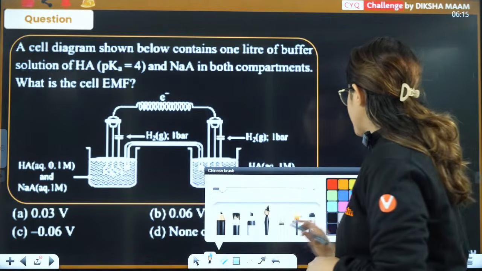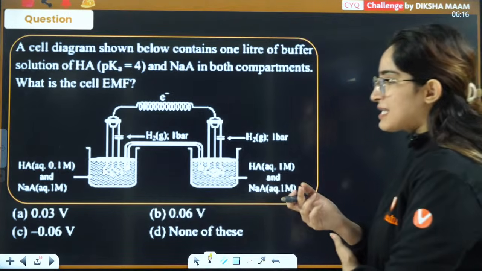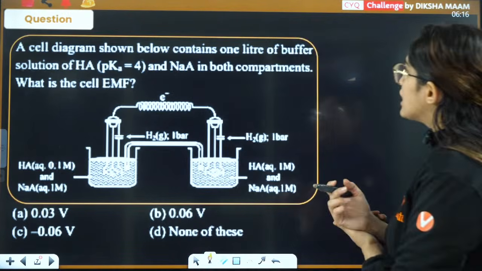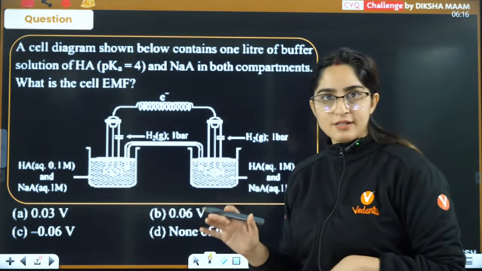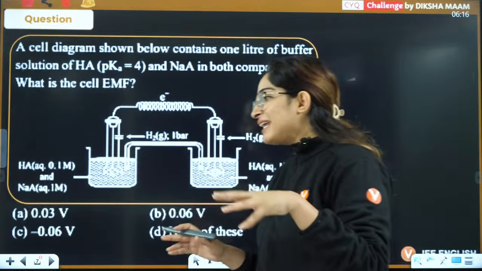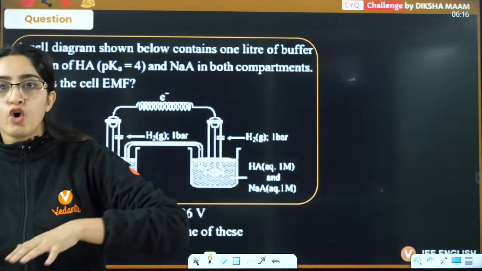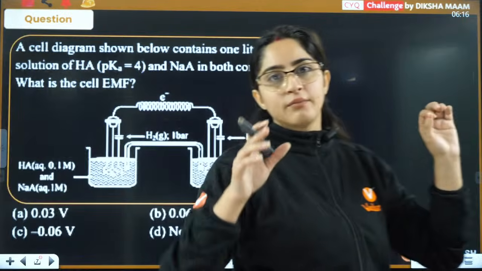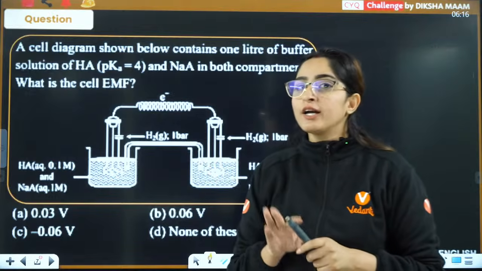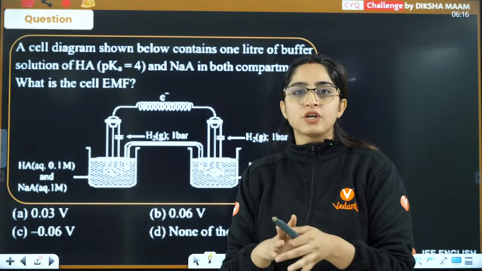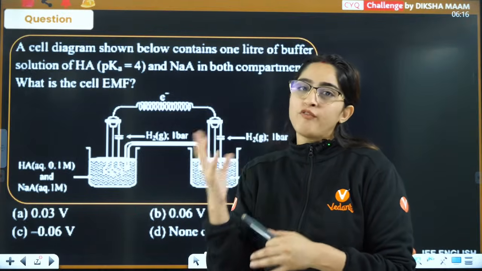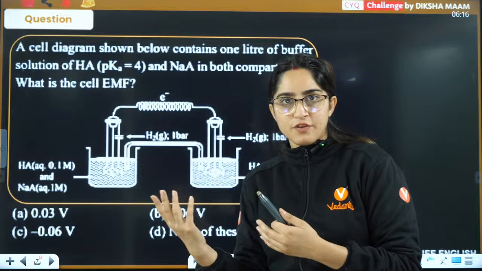Next question is based on the Nernst equation itself. A cell diagram contains 1 liter of buffer solution. Now this one is interesting because here ionic equilibrium is related to this electrochemistry. It's not a difficult question, but it's just two things related with each other. So you just need to put the formula and get the value of H positive here.